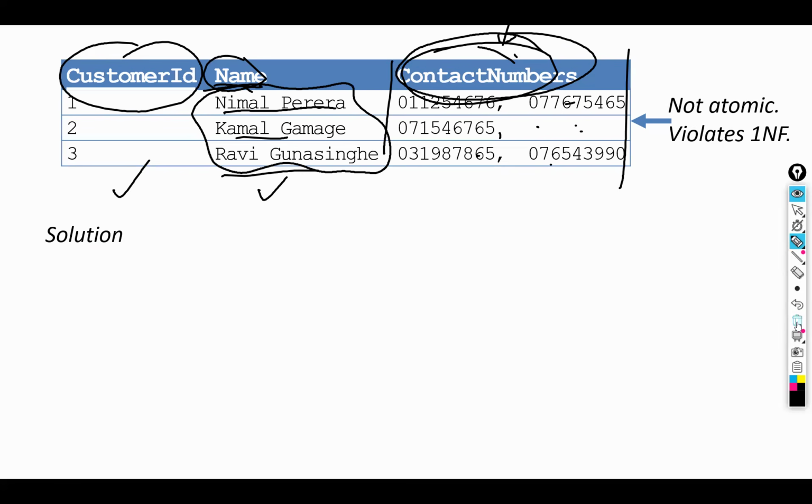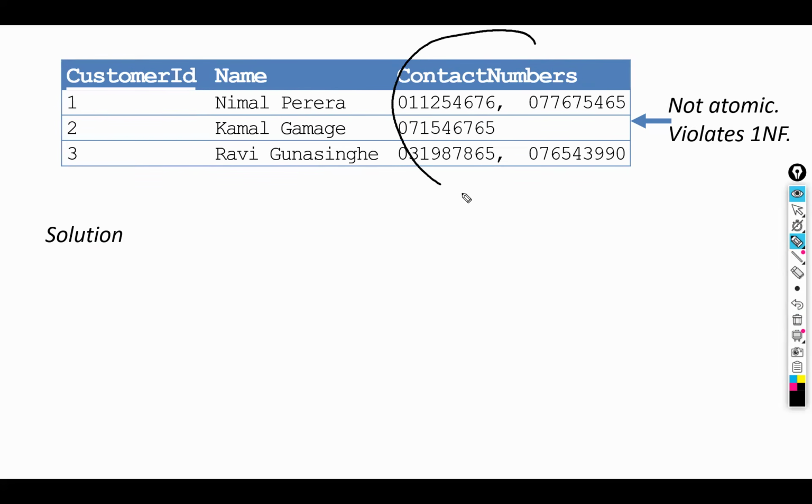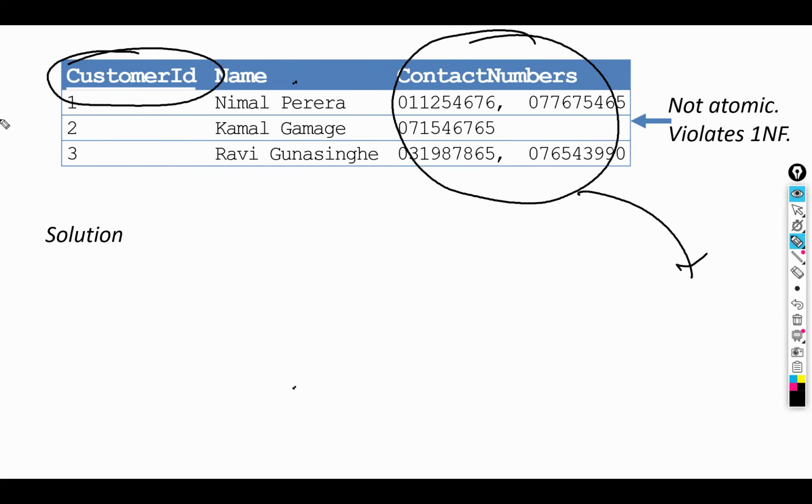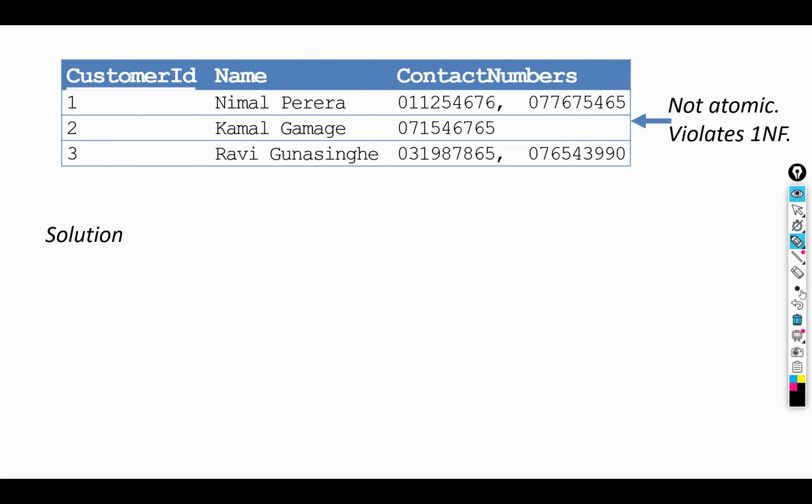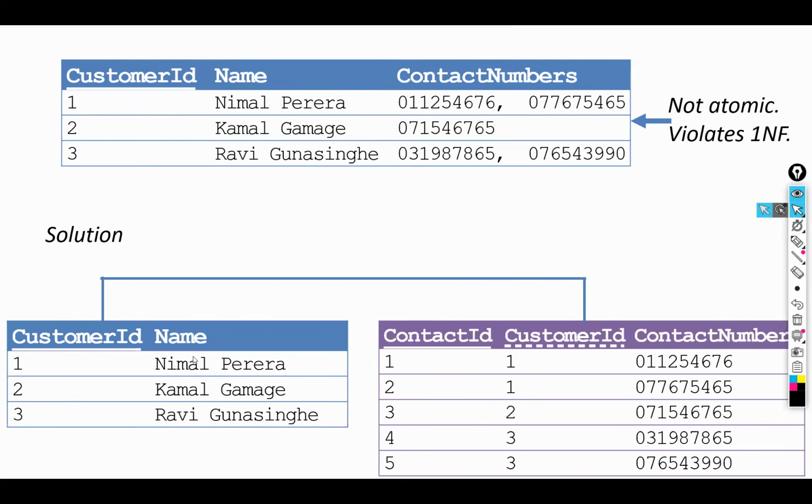How to make it first normal form? Remove this field, take it to a separate table, and make a one-to-many relationship with this one. The many side is going to be the new table, so the many side is going to have the foreign key, which is this one. So this is the solution. We have the customer table, but we have gotten rid of contact numbers because otherwise it's not in first normal form. And we have taken the contact numbers into a separate table.